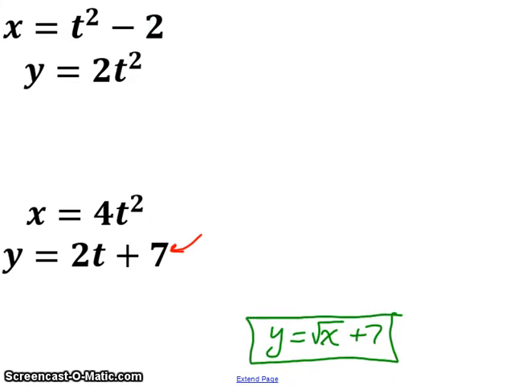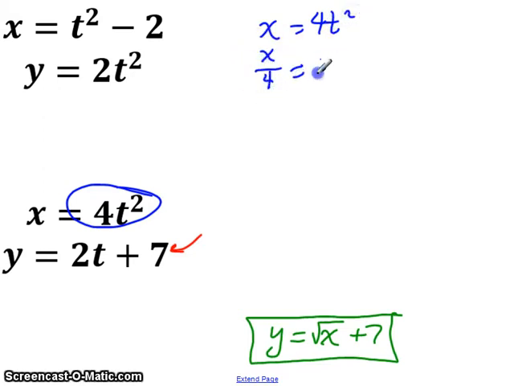Okay, I'm going to go ahead and erase everything except for the final answer there. And let's try it again. And now instead, this time what we'll do is we will solve this equation first. x equals 4t squared. We'll divide both sides by 4. And then we'll take the square root. Okay, so once again, I'll do that in green.